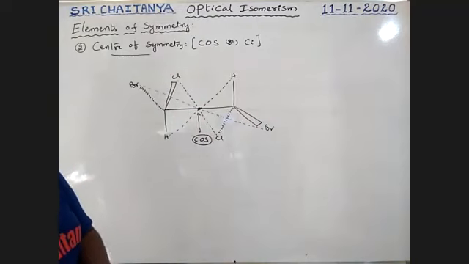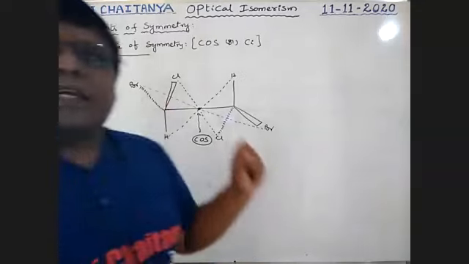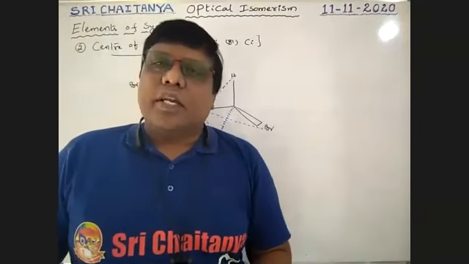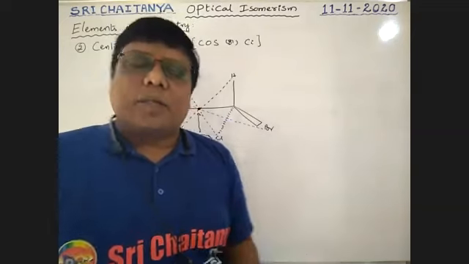Exactly opposite, all those lines cross at a particular point. That means there is a center to that molecule. That is why it is called the center of symmetry. Did you catch my point? Now let us take this concept, boys.